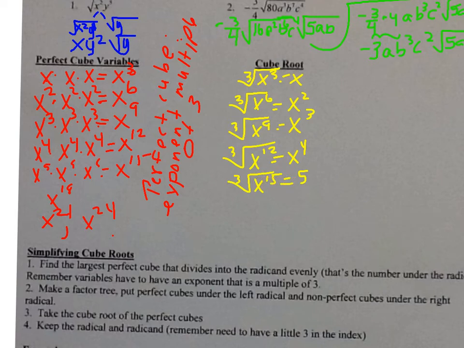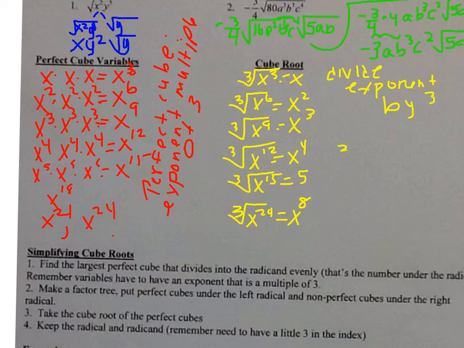So if I want to find the cube root, let's say I do the cube root of x to the 24th. I take the exponent 24 and divide by 3. So that's x to the 8th. So let's just write this on the side. Divide exponent by 3.